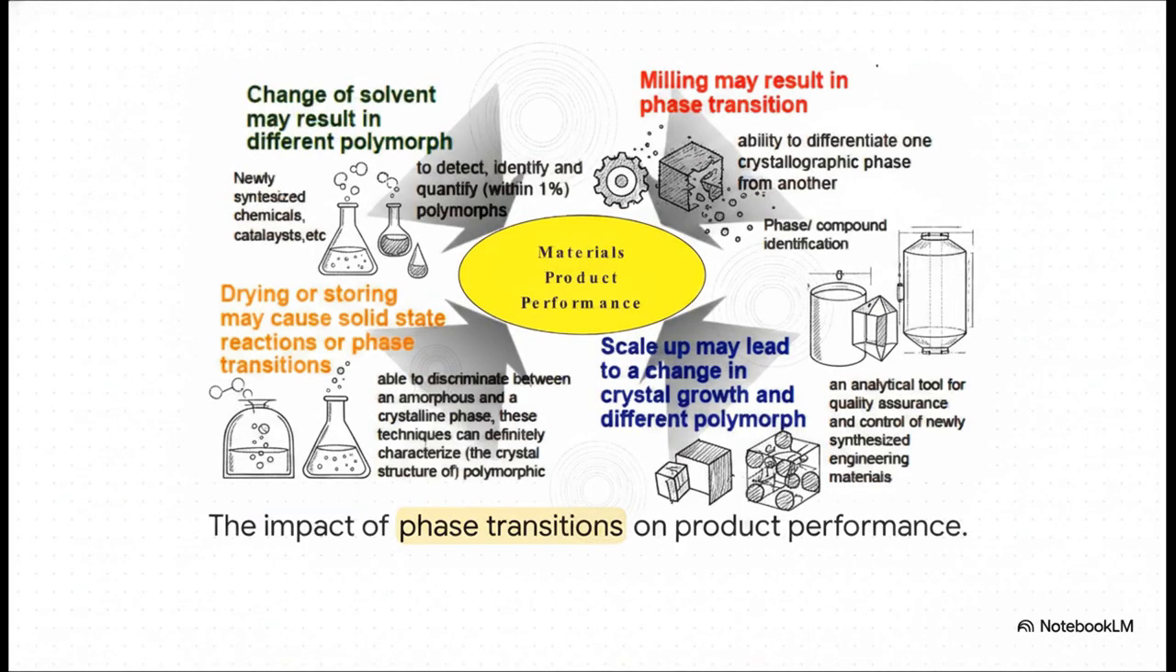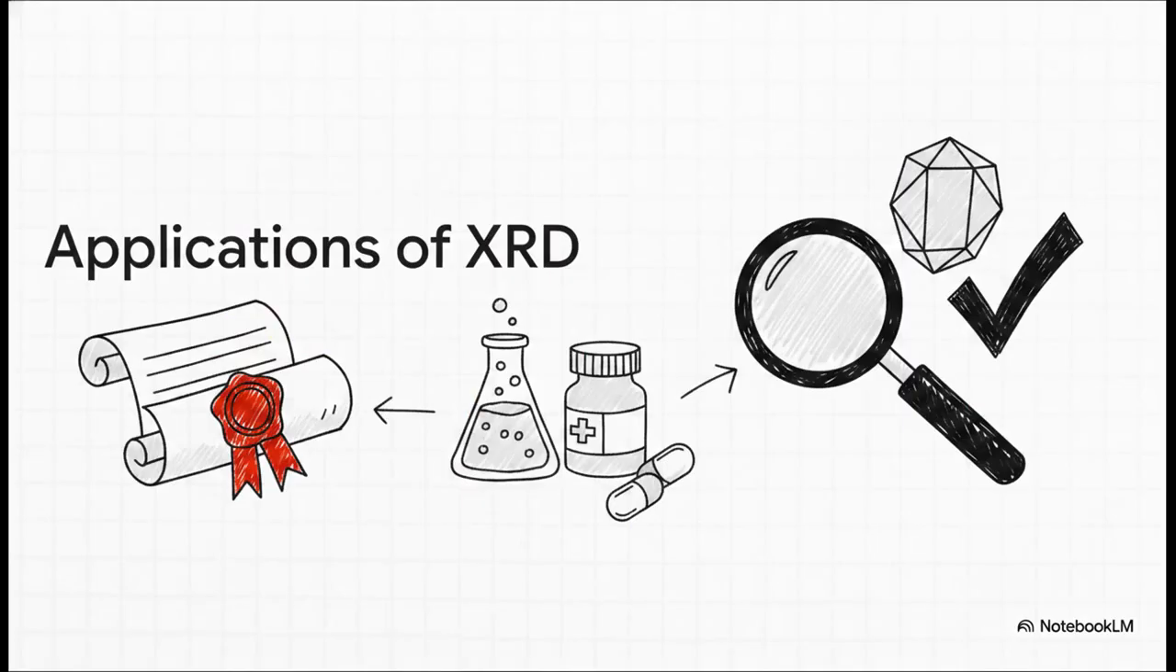But XRD isn't just for neat laboratory forensic tricks. It is deeply tied to real-world product performance. For instance, it tracks things called polymorphs. A polymorph happens when the exact same chemical decides to pack its atoms into a totally different crystal shape. Sometimes this happens just because the material was milled or stored a little differently. And the stakes here? They're incredibly high, and they actually affect your daily life.